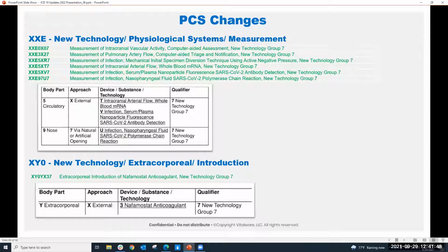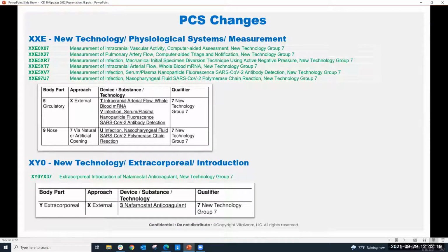Next slide is table XXE, and it is measurement of the physiological systems. Lots of information on this slide, so I'm going to try to get through it. Let's see. So the first code here, the measurement of intracranial vascular activity. This identifies the use of software that characterizes Alberta Stroke Program Early CT score, which is also known as ASPECTS, using computed tomography image data.